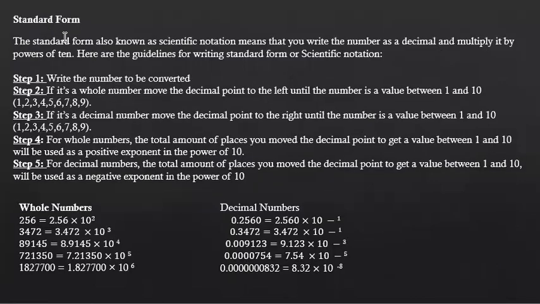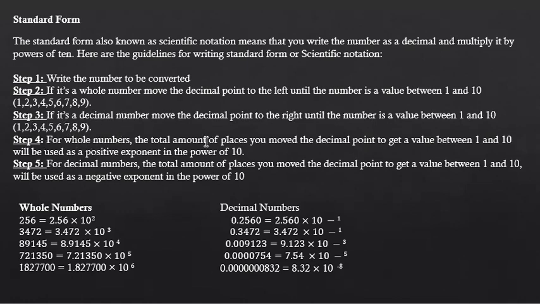Standard form, also known as scientific notation, means that you write the number as a decimal and multiply it by powers of 10. So here are the guidelines for writing standard form or scientific notation. Step 1, write the number to be converted. Step 2, if it's a whole number, move the decimal point to the left until the number is a value between 1 and 10. Step 3, if it is a decimal number, move the decimal point to the right until the number is a value between 1 and 10.